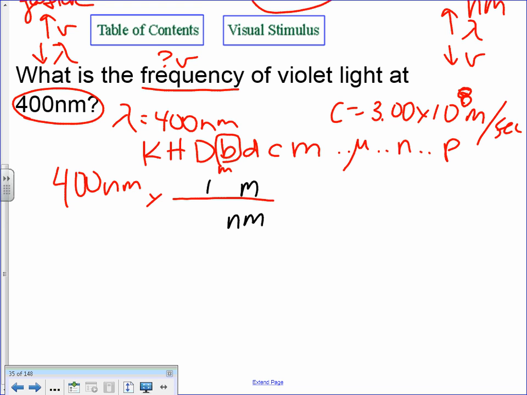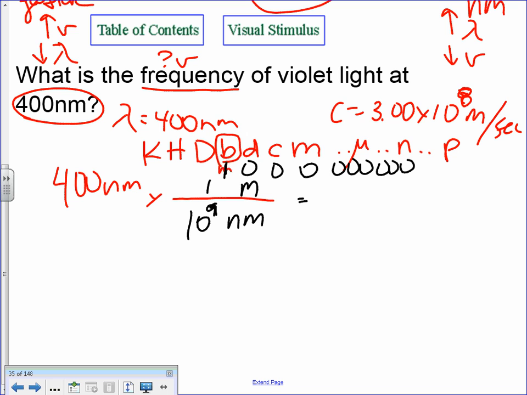Say again? Hold on. 10 to the... So there's a 1 there, 1, 0, 0, 0, 0, 0, 0, 0, 0, 0. A billion, right? So 10 to the 9th? Okay, nano is 10 to the 9th. You don't have to count it out every time. Just write 10 to the 9th. That'll help expedite your process.